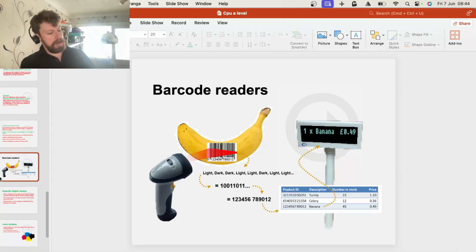So you shine the light, that measures the thickness of the lines, that then links to a database. The database subtracts 1 from there. Sometimes they ask how it automatically reorders stock. So you would say when it gets to a certain quantity of numbers in stock in the database, it automatically reorders that. So I just thought about barcodes there.